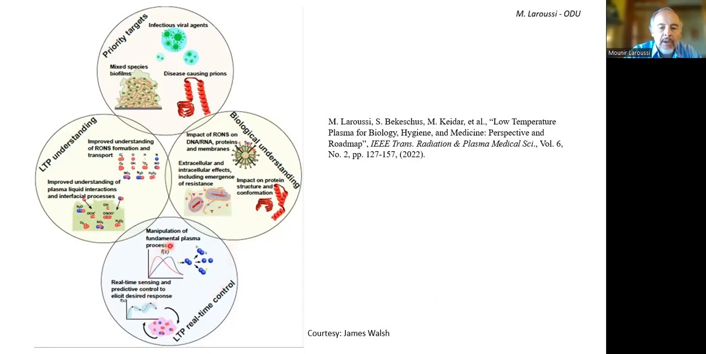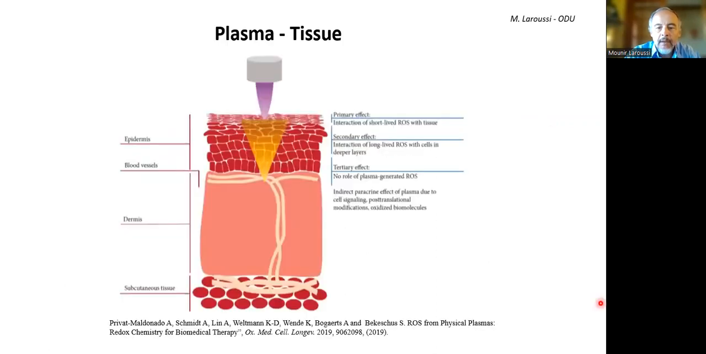And very important is we need to also have a control process. We have to develop a way to have the process well controlled, so that we can achieve the result that we aim for. Of course, in practice we're not going to apply plasmas on just one cell, but for medical application on tissues.